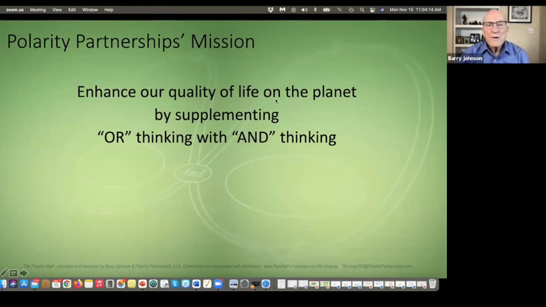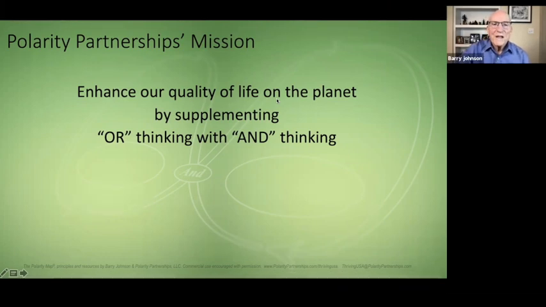So what I'd like to do is first of all just ground this in the mission of Polarity Partnerships. Our desire is to enhance our quality of life on the planet by supplementing our thinking with and thinking. In the first part of this, I'm going to run through a little bit about what polarities are and how you distinguish a problem from a polarity. Then we're going to engage you in filling out a couple of polarity maps and get involved in a case study example. After that, we'll open it up for questions. I won't be taking questions until we get through that process to have the grounding to respond to those questions.